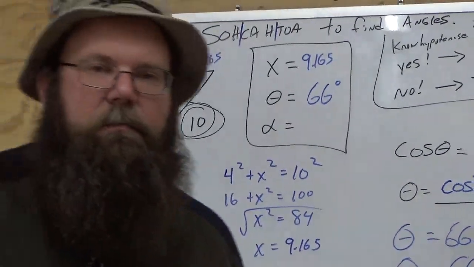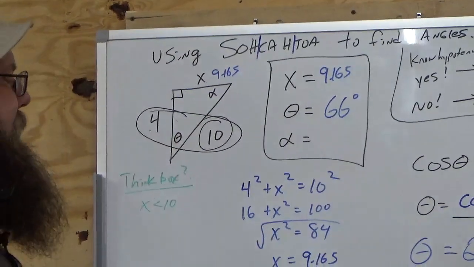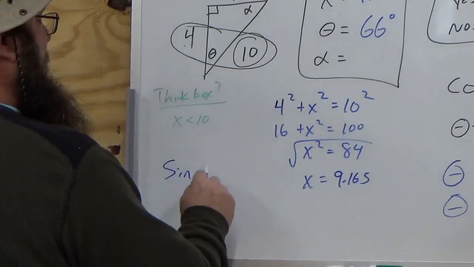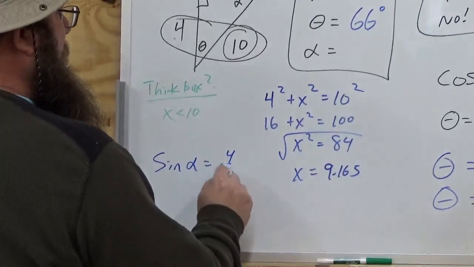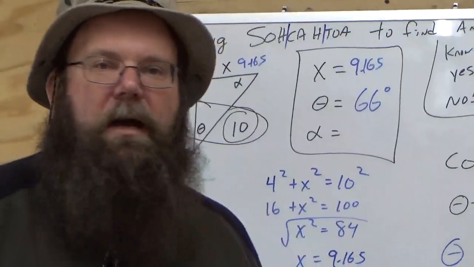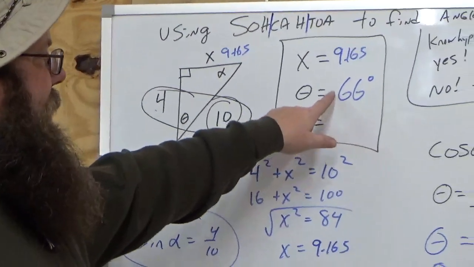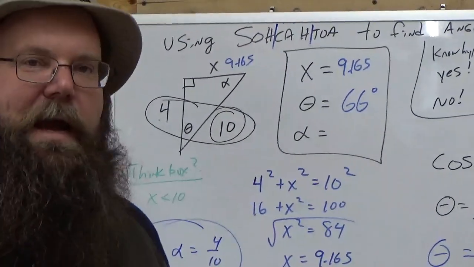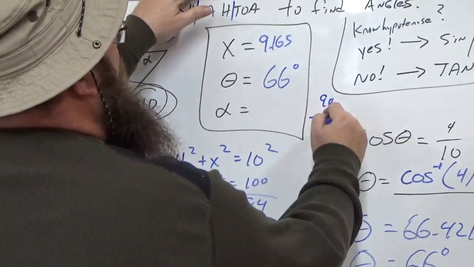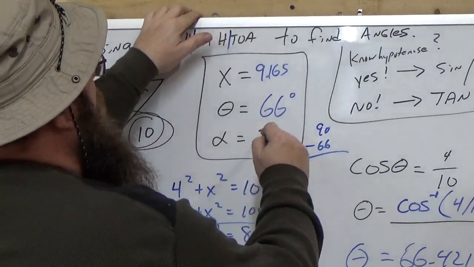How do we get alpha? Well, if you're thinking about doing sine of alpha is 4 over 10, good for you. But we don't have to do it that way. There's an easier way. If I know one angle, how do I get the other one? 90 minus 66. So we're going to go 90 minus 66. And what is that? 24?